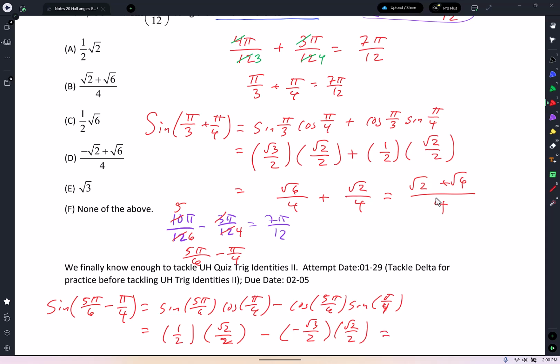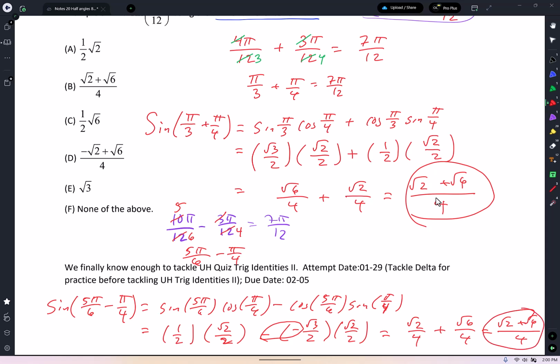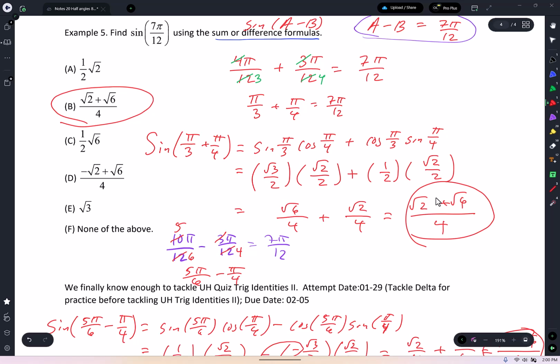Look what you get. 1/2 times square root of 2 over 2 is square root of 2 over 4. Negative times a negative gives square root of 6 over 4. Square root of 2 plus square root of 6 all over 4, just like before. Did we get the same answer? So it doesn't matter how you do it. You will get the same answer no matter what. Isn't that cool? You guys don't think that's cool? You're not entertained? Yeah, whatever. You just need experience. That's how it is in life. When you get more experience, you become better.